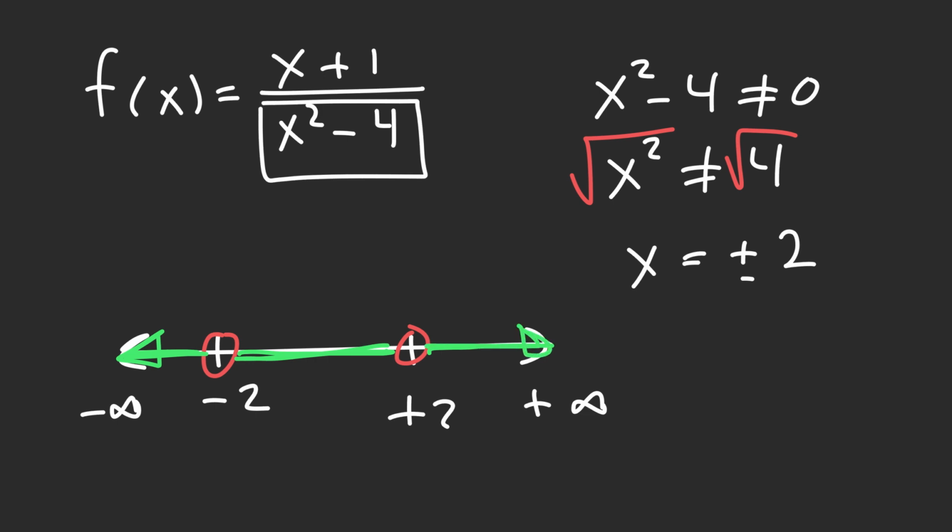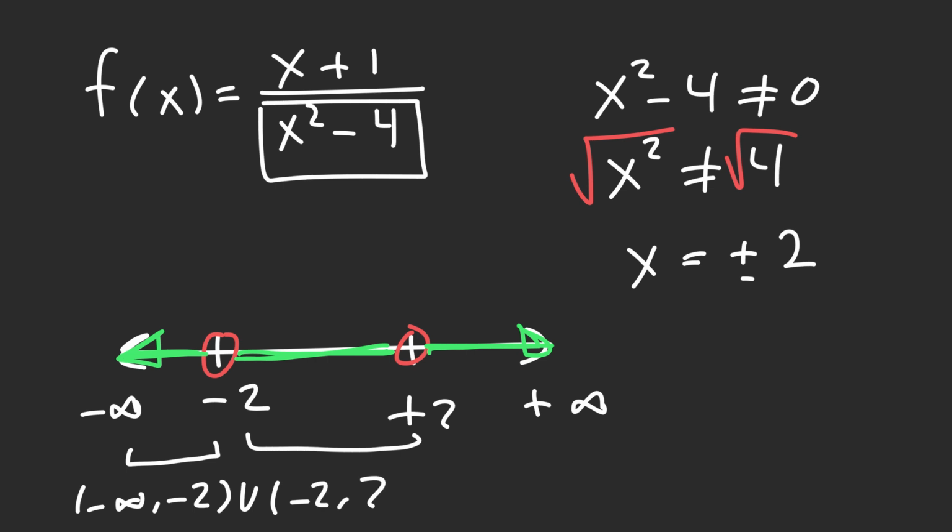Let us write the domain now in interval notation. So for this part, it will be minus infinity to minus 2, union for this part it will be minus 2 to 2, union for this part it will be 2 to infinity.